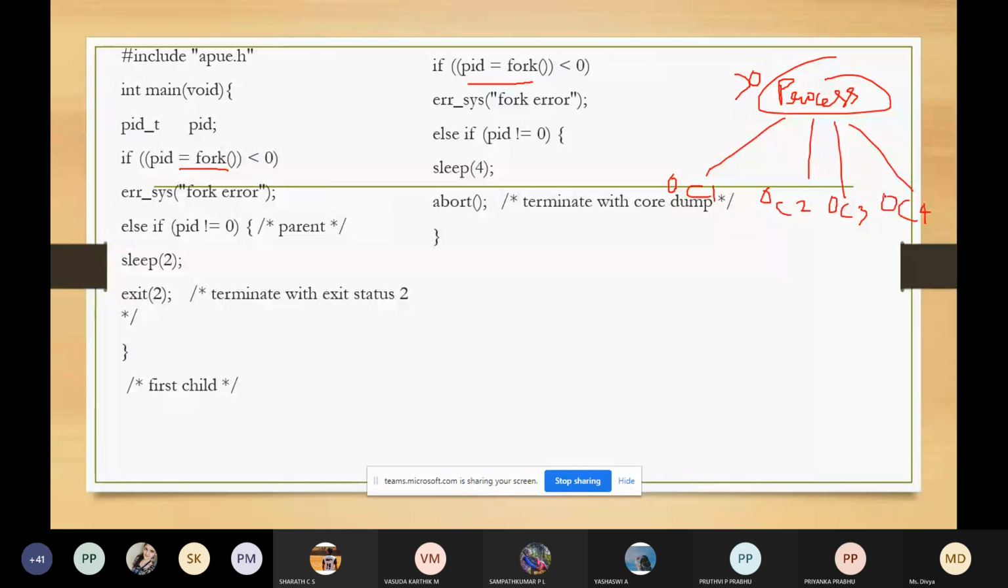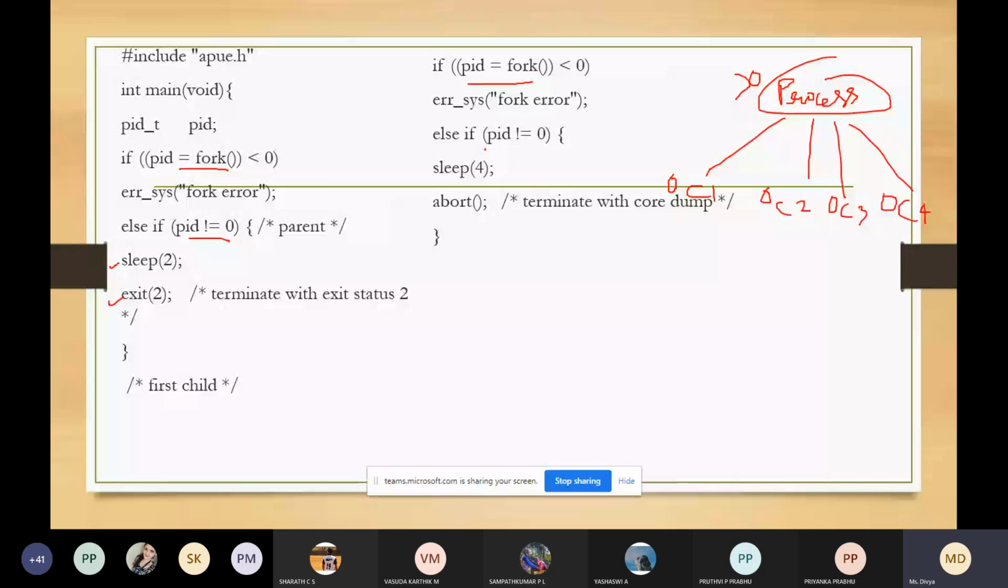Now here, PID not equal to 0. PID not equal to 0 is what? It is not about the child. We are talking about the one which has a value greater than 0. So the parent will execute these 2 commands, the sleep and exit commands. Similarly, here also the second time.